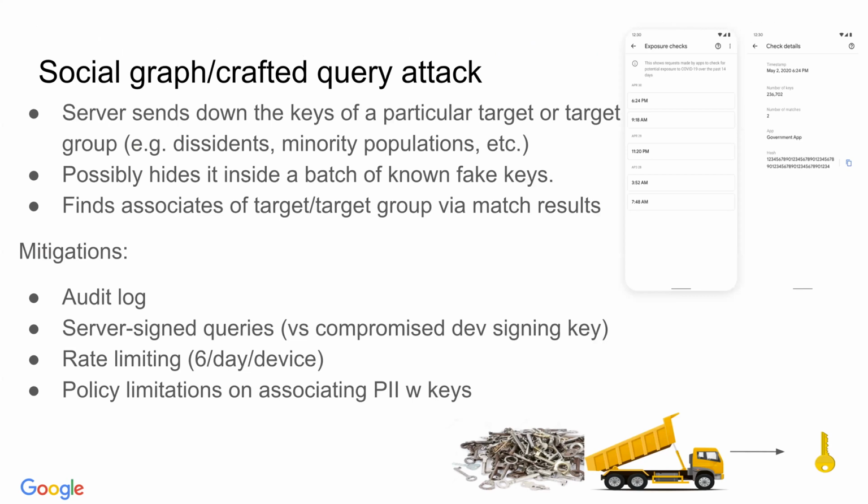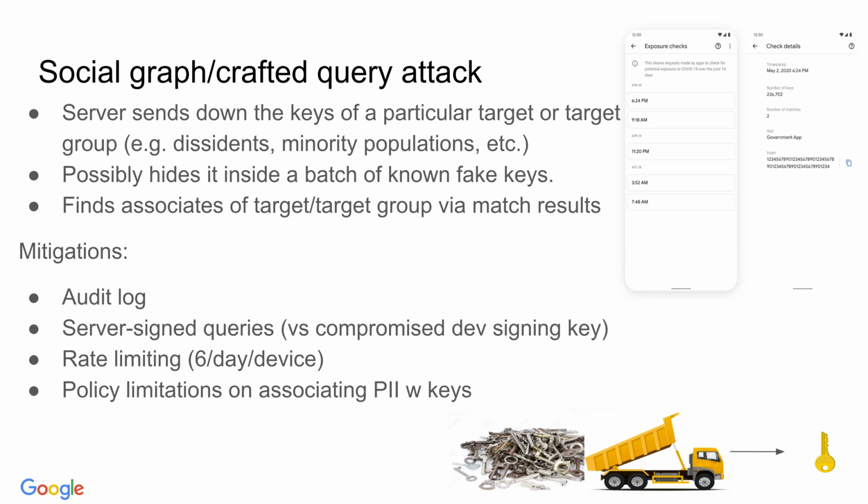So as I mentioned, I'm going to go into 3 areas of risk that we've looked at. The first one is social graph leakage attacks. And as I mentioned at the beginning, we believe that the social graph is probably the most sensitive data type that is handled by the exposure notification system. And so we put a lot of thought into thinking about ways that that social information could leak and how to defend against those.